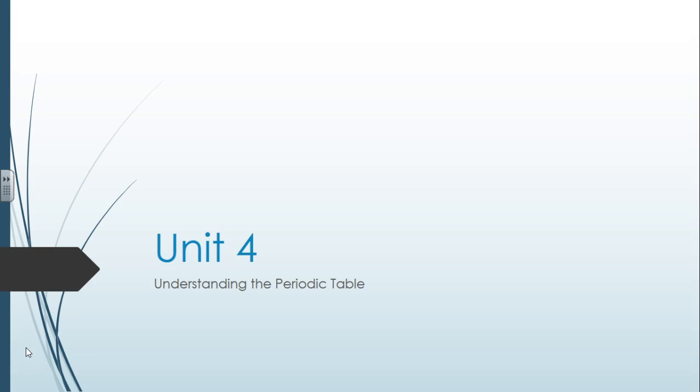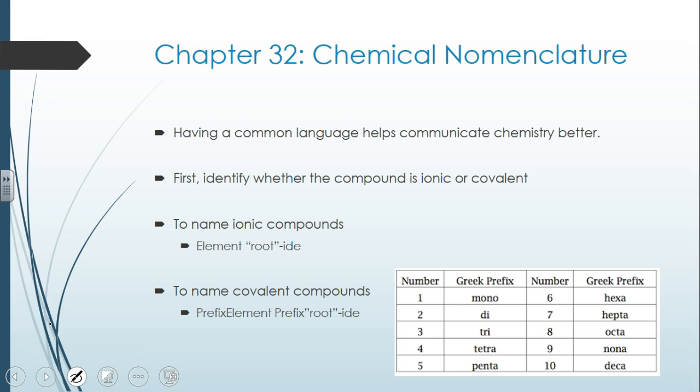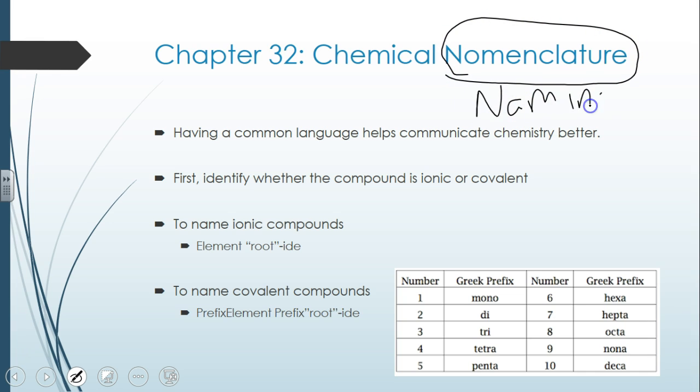Everybody, welcome back to another video lecture for Chem 107, and this is Unit 4, and in this particular video we're going to be talking about Chapter 32, and Chapter 32 has everything to do with chemical nomenclature. This word, this is a big word. Chemical nomenclature, that means naming.